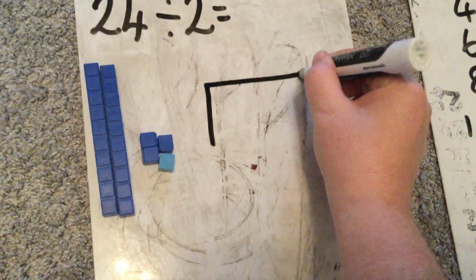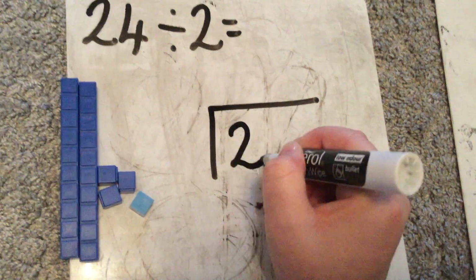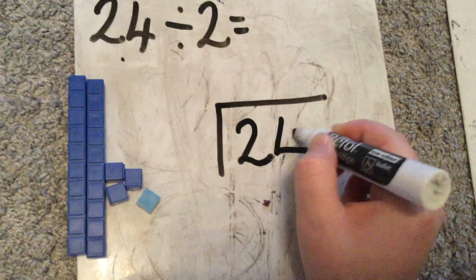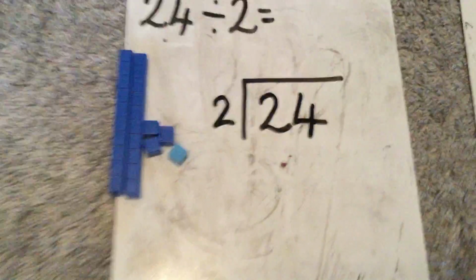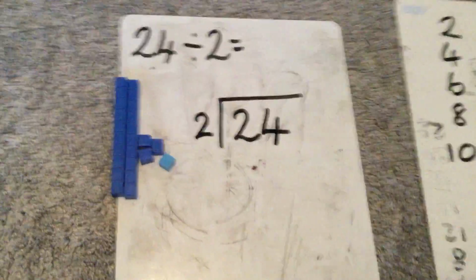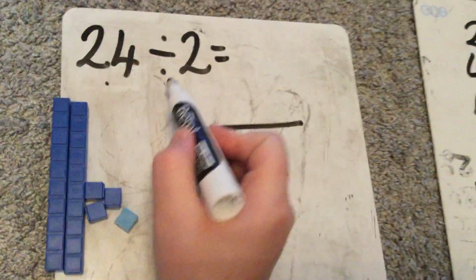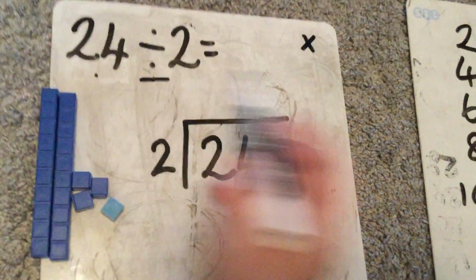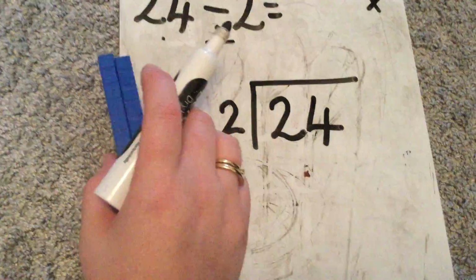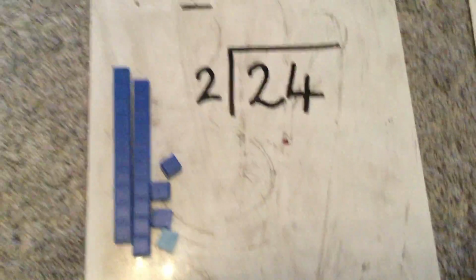I'm going to start off by drawing this shape here, which we sometimes refer to as the bus stop. And inside the bus stop is the number 24. We are going to be dividing by, so on the outside, dividing by 2. Now, this is the part where we have to use our 2 times tables, because remember, multiplication is the opposite of division. So what we need to do is try and get rid of these here by sharing them out.